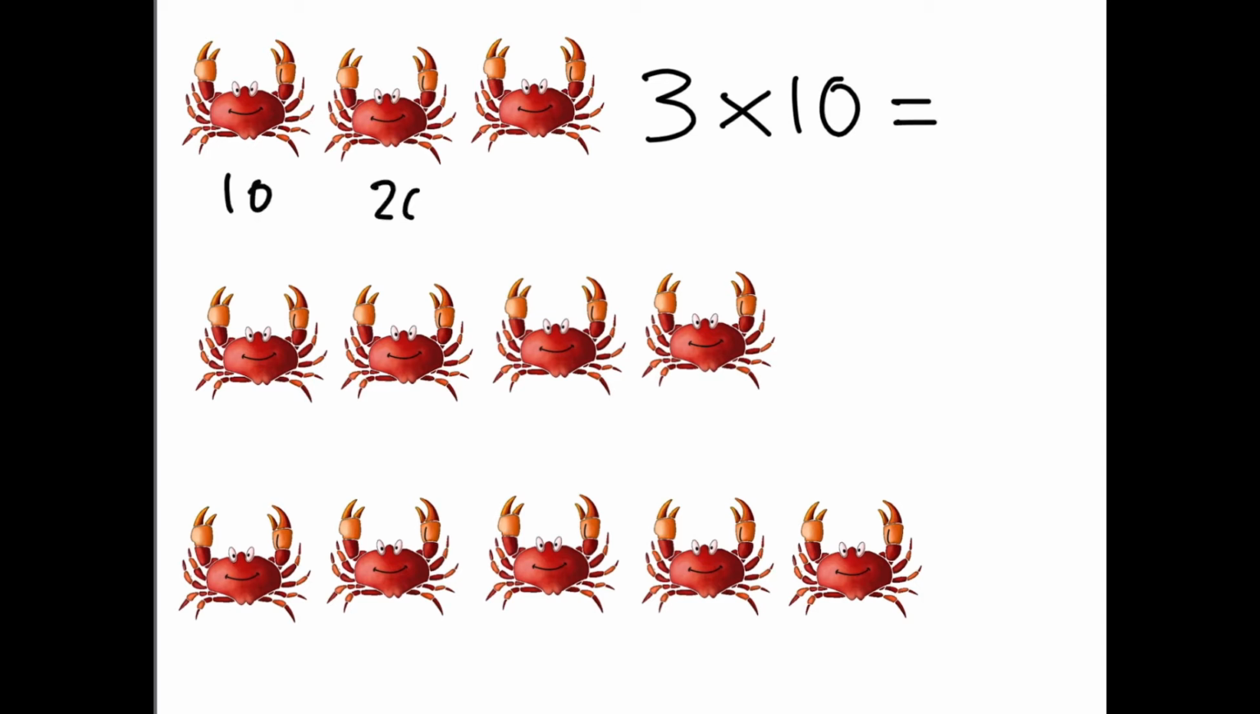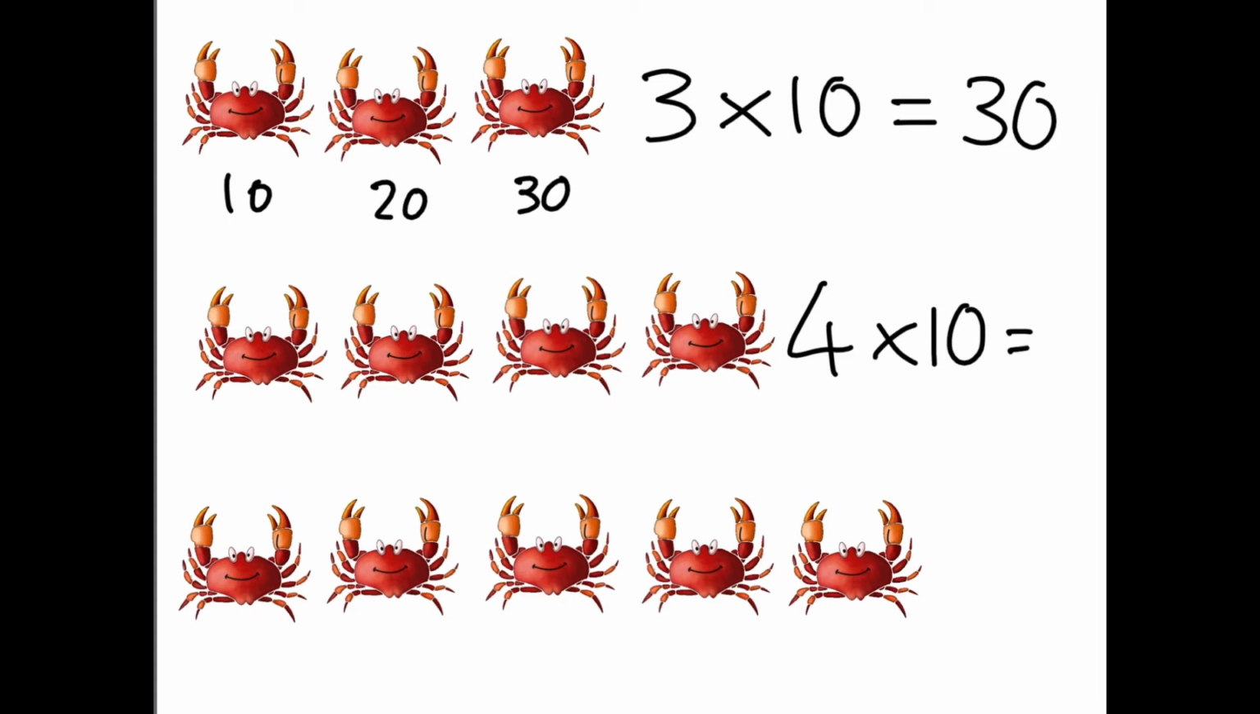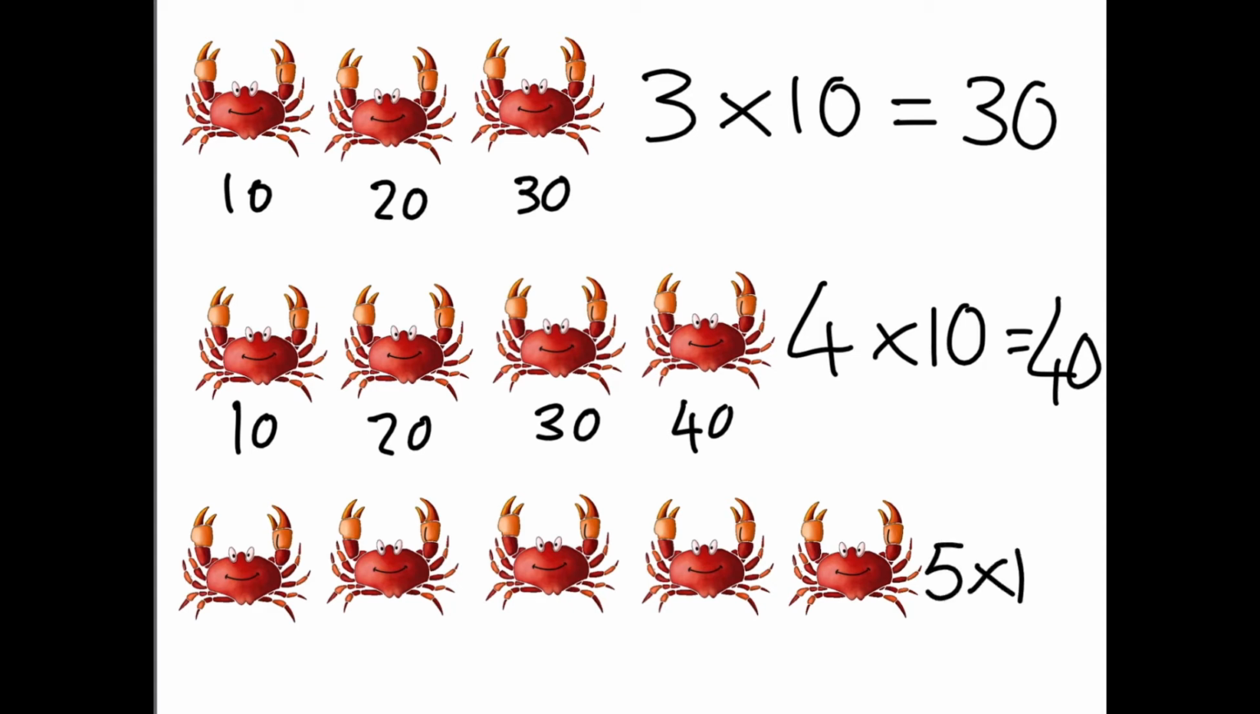10, 20, 30. Then we've got 4 crabs. And they've each got 10 legs. 10, 20, 30, 40. I don't think I need to do the next one for you. I'm just going to write the number sentence 5 times 10.